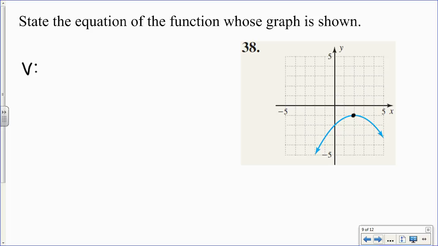So our vertex is at 2, -1. And then I need another point. So I'm going to pick this one, which is 0, -2. It could be any other point that's on the graph, though. Okay, plug those in for h, k, x, and y to find A.